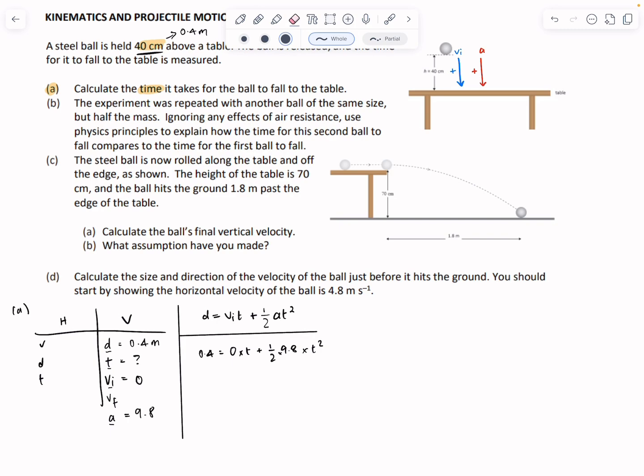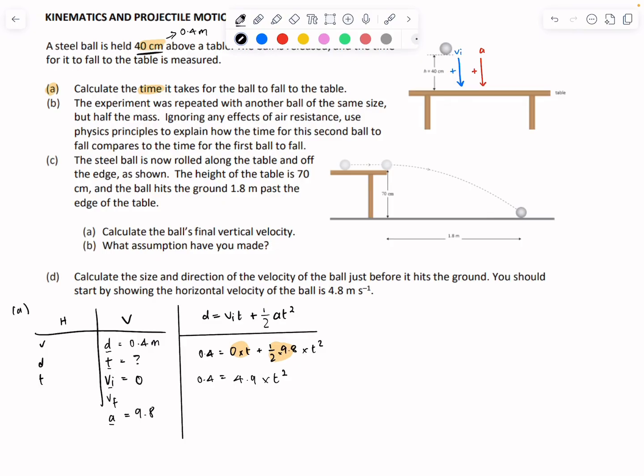All right, next step is to simplify whatever we can. We know that 0 times t is just going to be 0. Half times 9.8 is going to be 4.9. And so we can go ahead and rewrite this equation to make it less clunky. So we've got 0, we're not going to write that in, plus 4.9 times t squared. Nice. So what we need to do now is get rid of the 4.9 so we can get t, the time, all isolated.